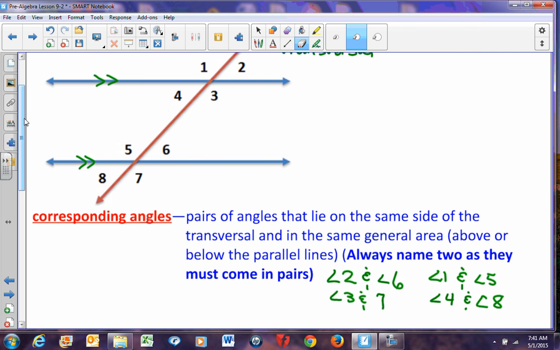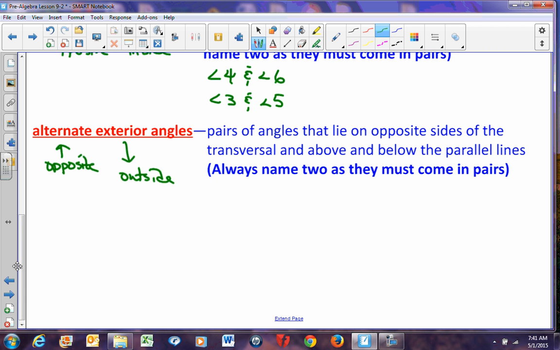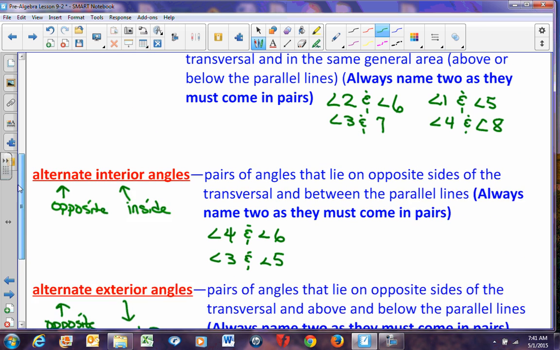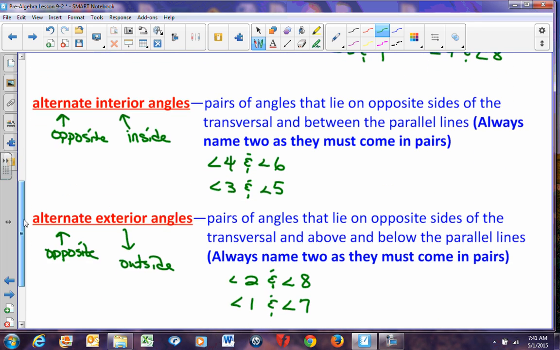So we're still looking to have a big giant X, but now we're doing a big giant X on the outside. This one to this one, this one to this one. So 2 and 8 and 1 and 7 are our pairs of alternate exterior angles. Angle 2 and angle 8 is one pair. Angle 1 and angle 7 is the other pair. Now the interesting thing about these angles is corresponding angles are congruent, alternate interior angles are congruent, and alternate exterior angles are congruent.